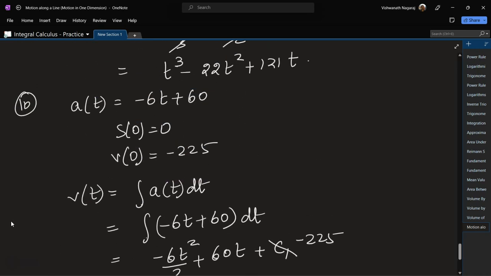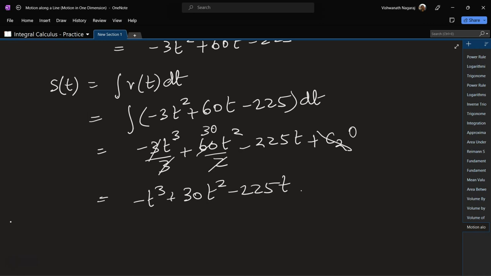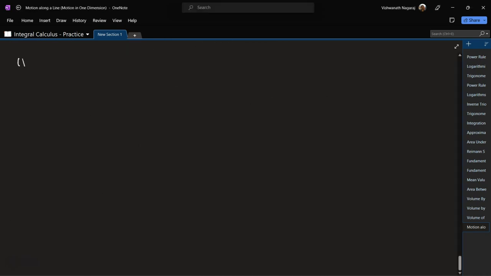Now S of 0 is 0. So that means this will become 0. 3 cancels, 2 30s. So we have minus t cube plus 30t square minus 225t as the displacement.